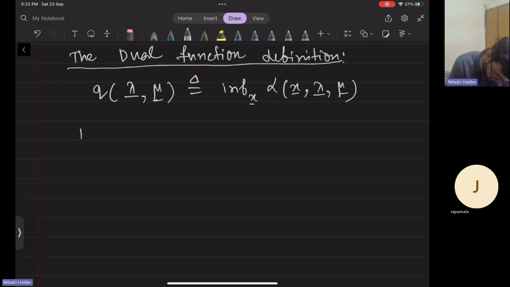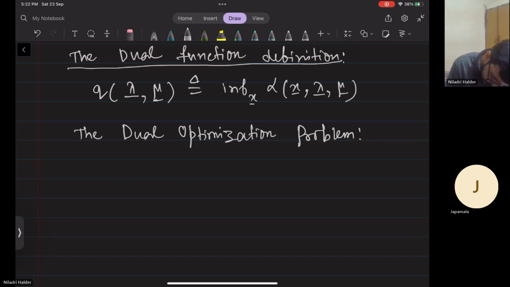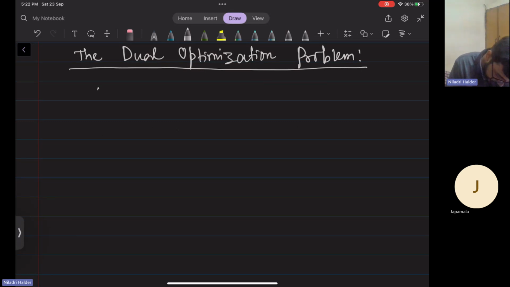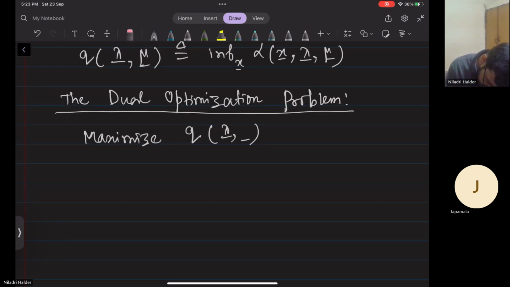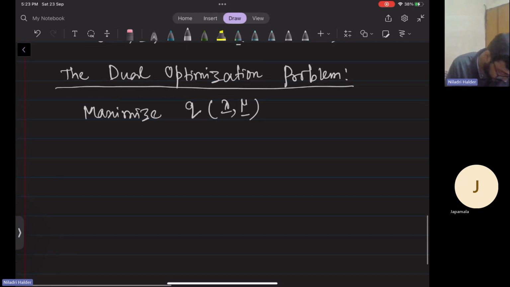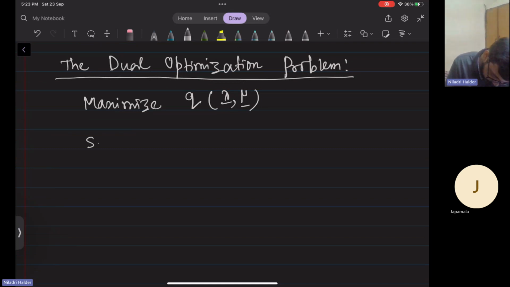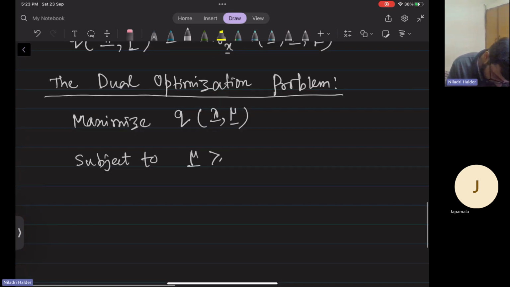So the dual optimization problem is that: maximize q of lambda comma mu, maximize this subject to mu greater than or equal to 0.